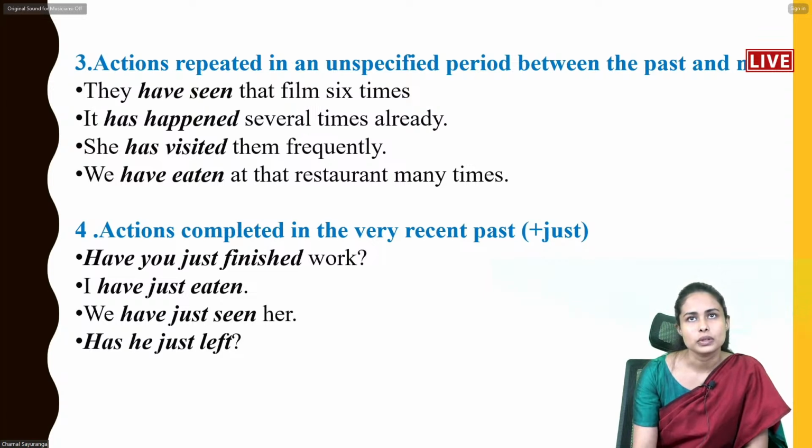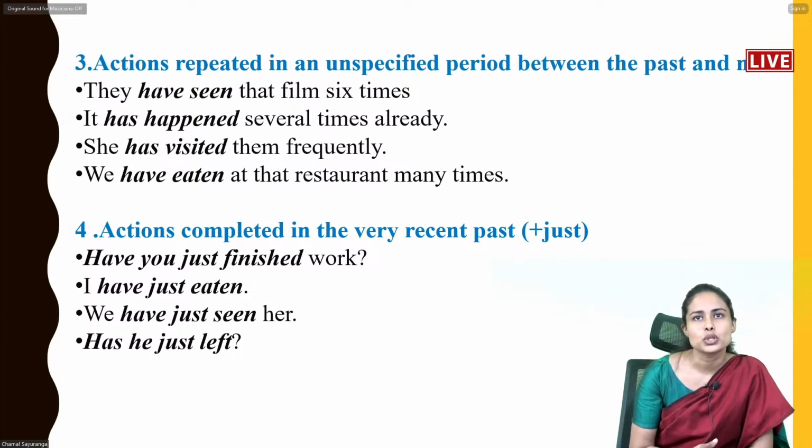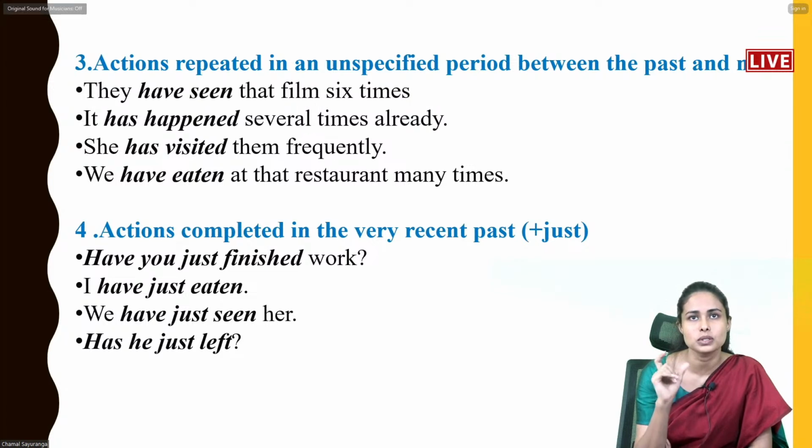Now here I have also included some examples. They have seen that film 6 times, repeated actions that started in an unspecified period between past and now. It has happened several times already. And the last one, action completed in the very recent past, especially with the time expression just. Have you just finished the work? I have just eaten. We have just seen her. Has he just left? Most of the time we use the time expression just with those sentences, right?